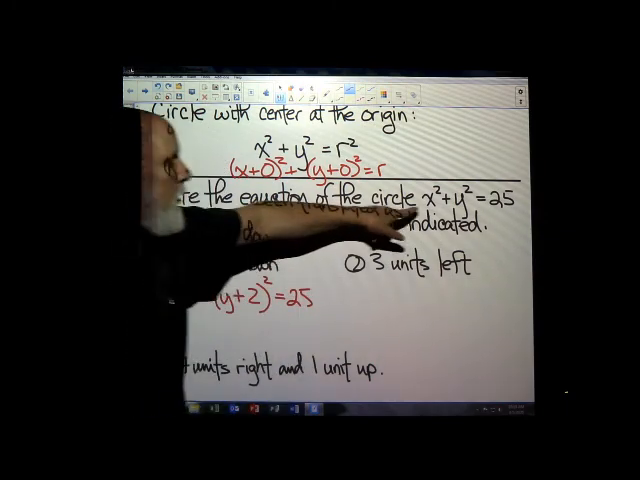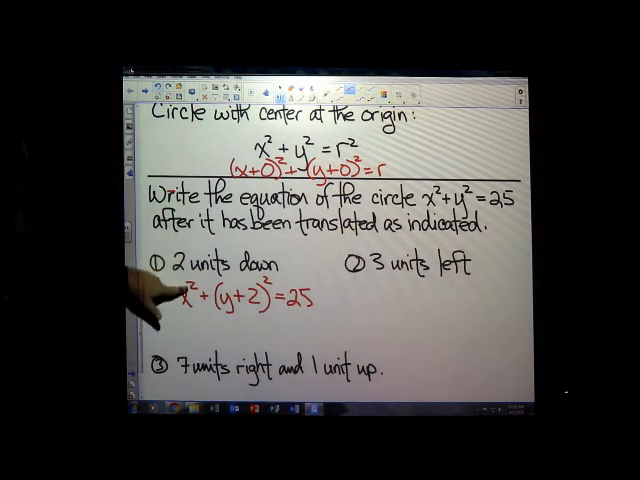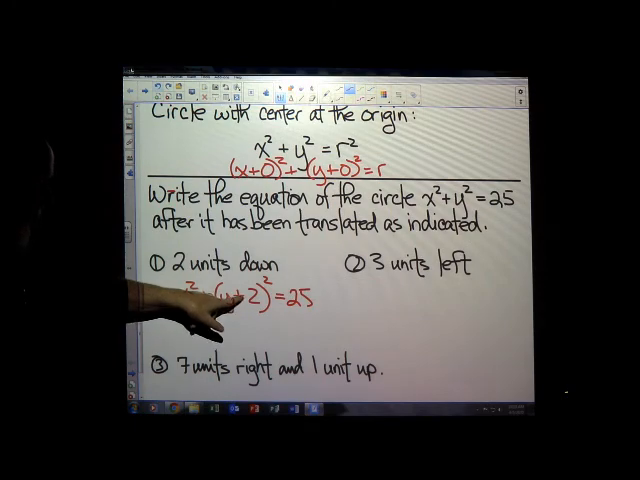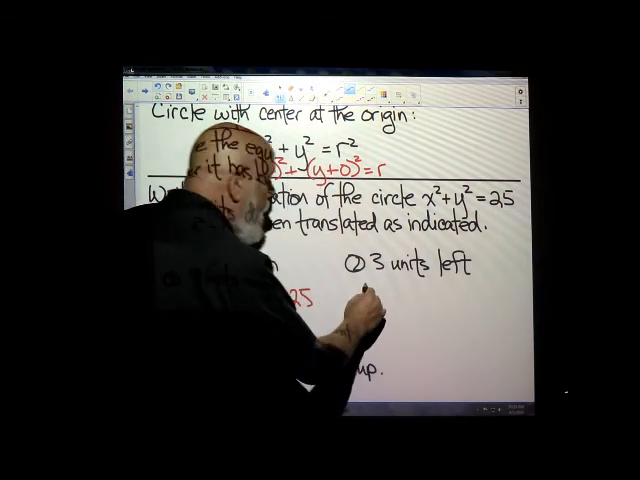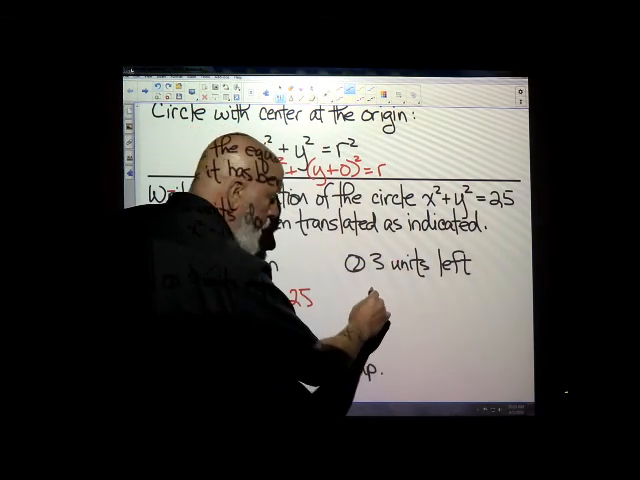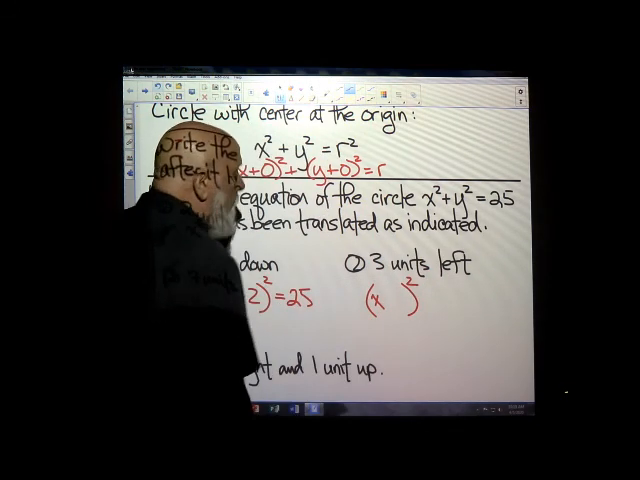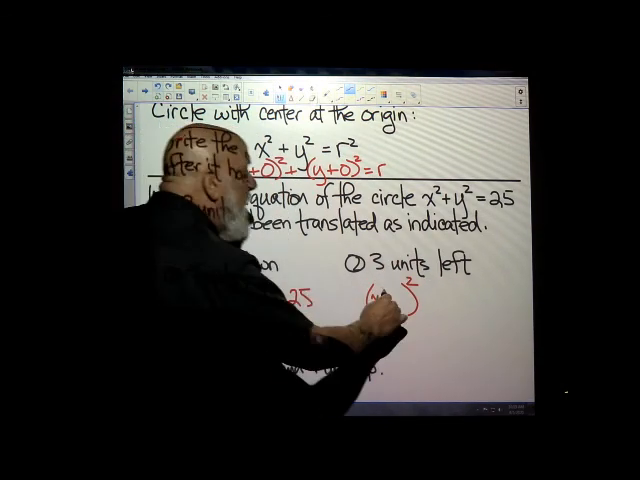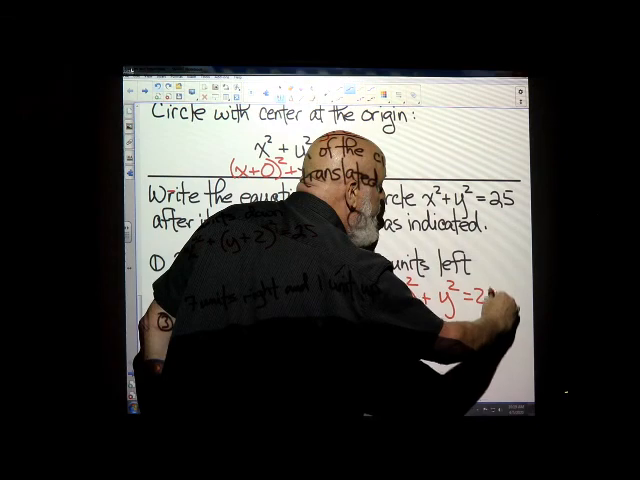So if I have this circle with a radius of 5 and the center at the origin, and I want it to shift down 2 units, that's called a translation. It would just be x squared plus y plus 2 squared equals 25. This tells us we're going down 2 units. If I want to go 3 units to the left from the origin, left and right is determined by x's. So our x is going to be in parentheses, and 3 units left will be plus 3 because it's counterintuitive, plus y squared is equal to 25.